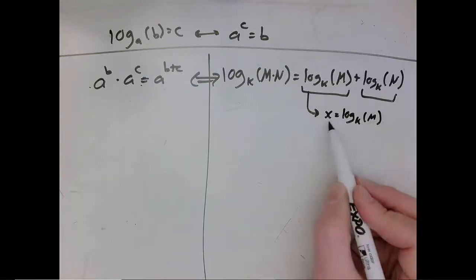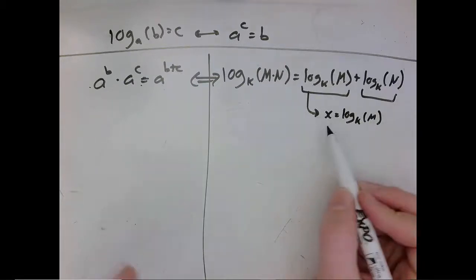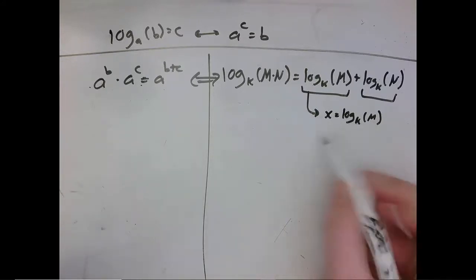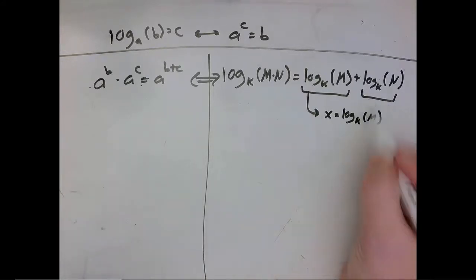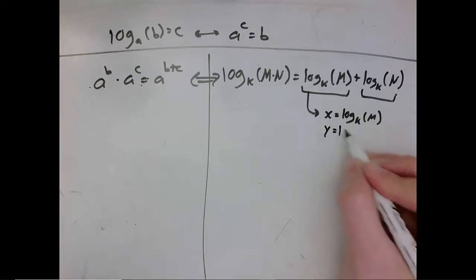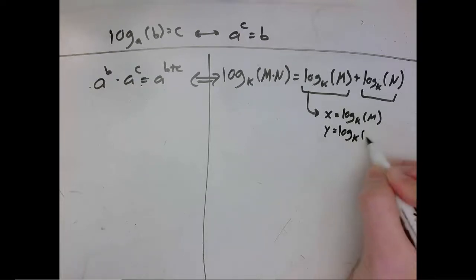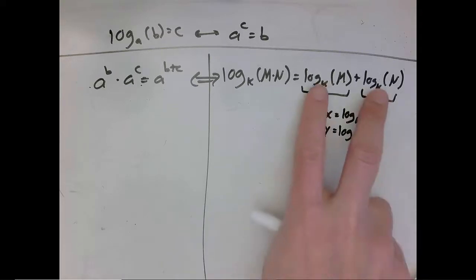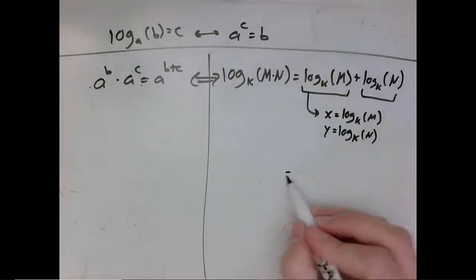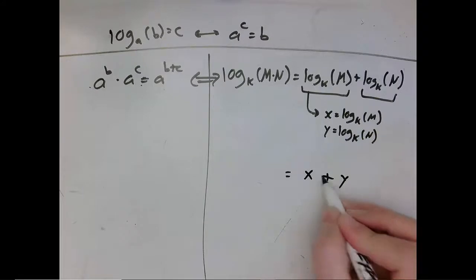I could name it anything. I could call it p, I could call it q. I'm just trying to give a shorter name to this expression. And then this one, let's call y equal to log base k of n. So what that means is now I can rewrite this right-hand side to be just x plus y.